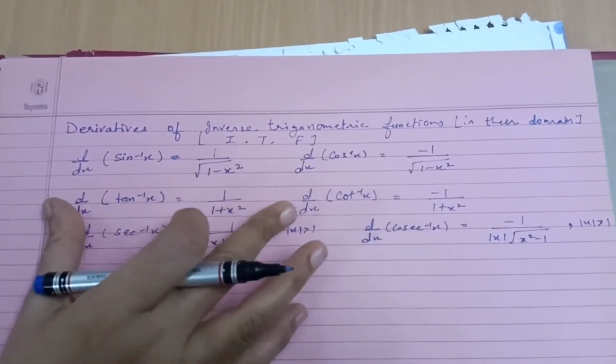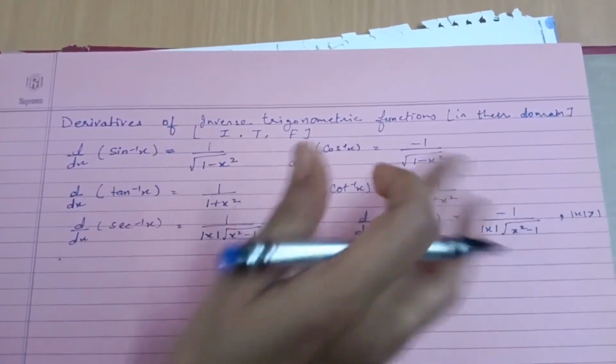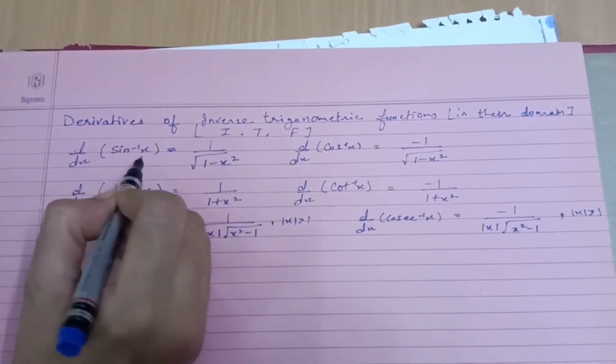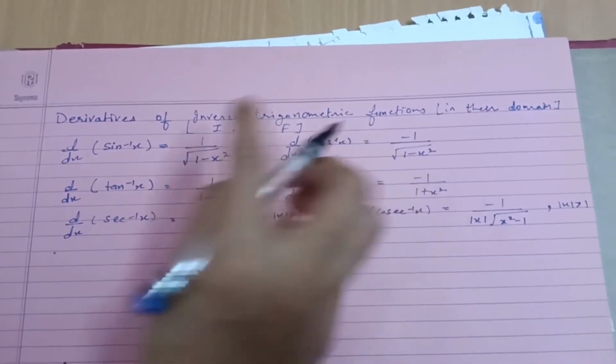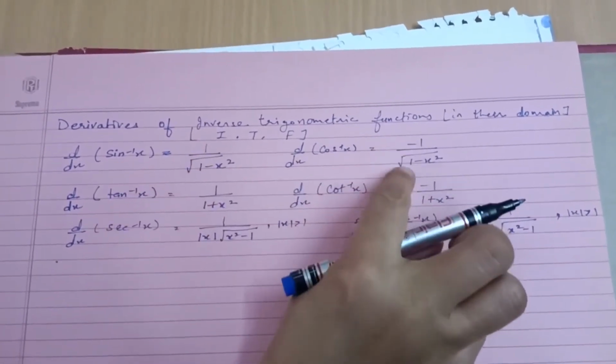Okay, derivatives are given in their domain. So d/dx of sin^(-1) x is 1/√(1 - x²), and d/dx of cos^(-1) x, you just need to put a negative sign: -1/√(1 - x²).